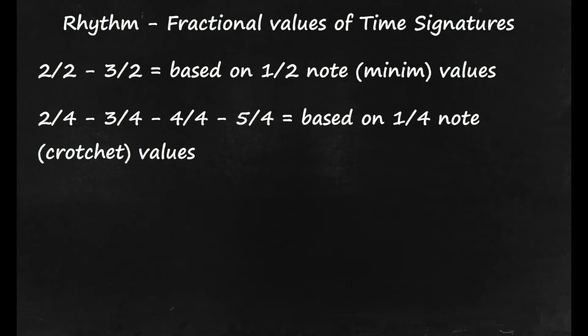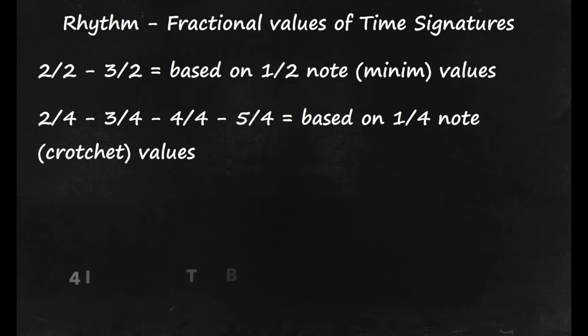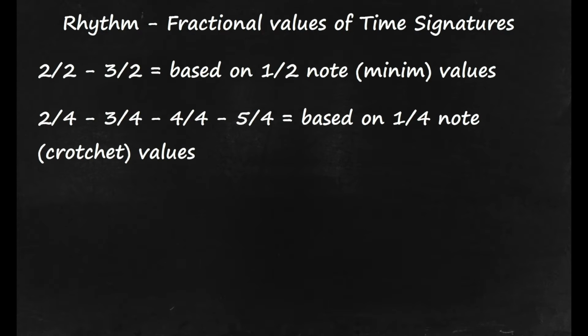A time signature of 3-4 would indicate that there must be 3 crotchets, 3 quarter notes, or their equivalent combined value in every bar. The 3 indicates the number of beats in one bar, and the 4 indicates that the beat value in question is a quarter note. 4 is the lower part of the fractional value of a quarter.